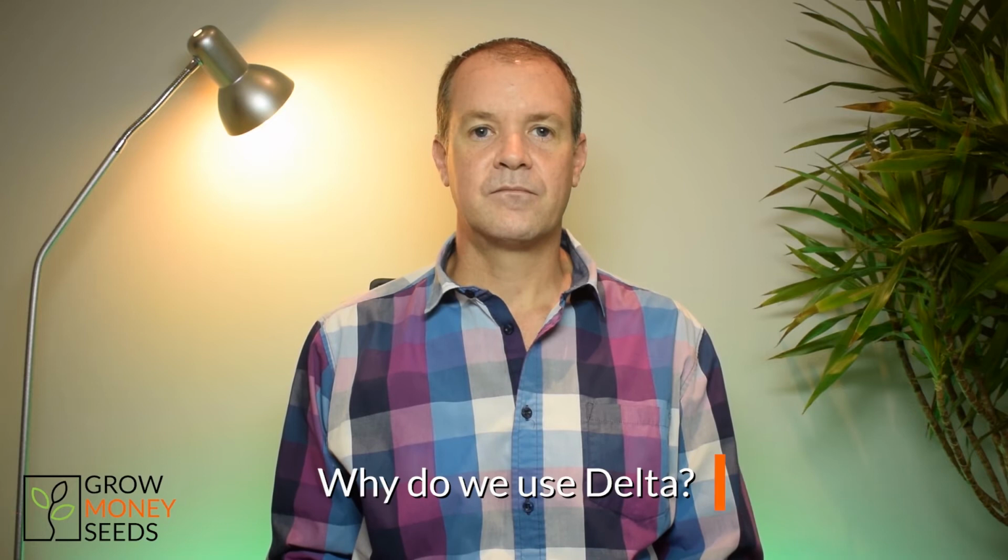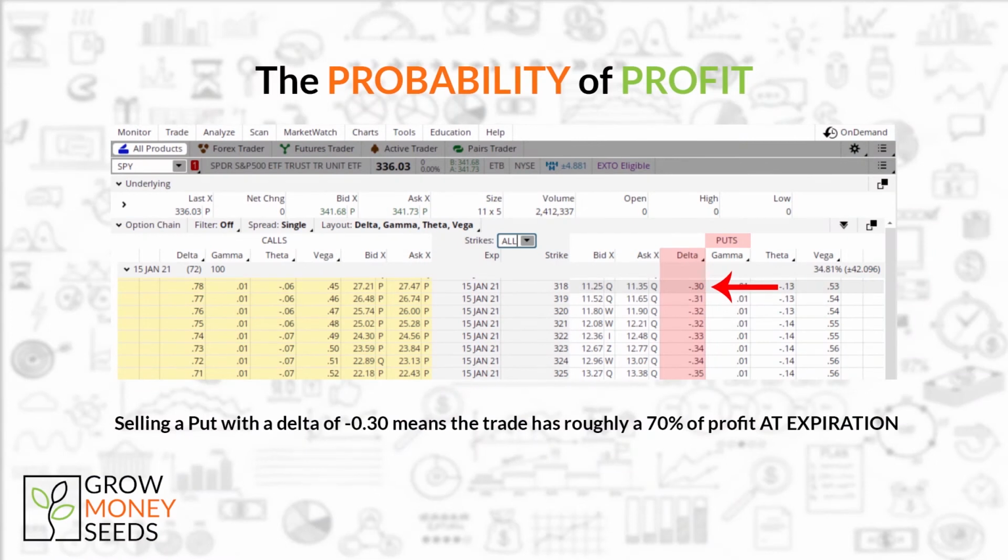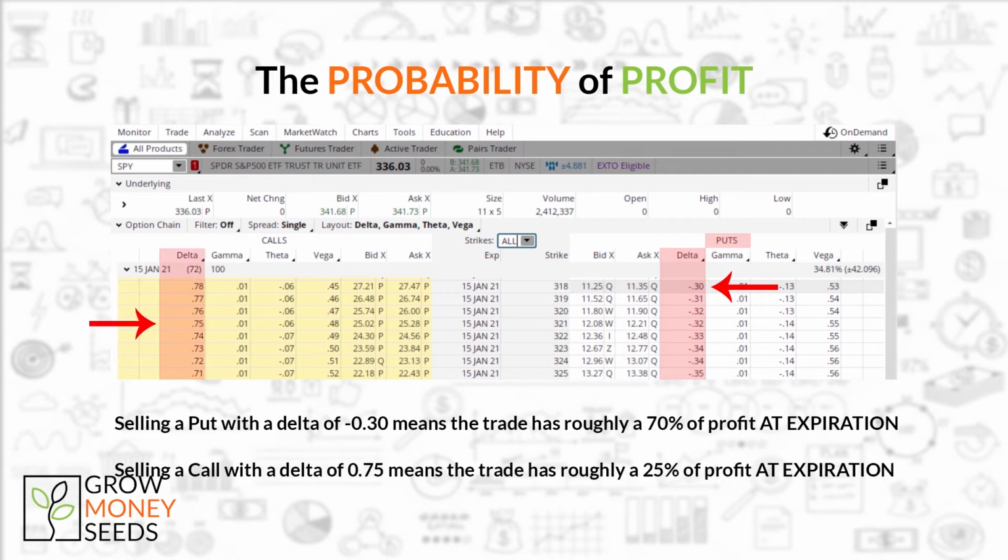Why do we use delta? One of the reasons for using delta is to help determine the probability of an option expiring in the money or the probability of profit. For example, if we look at an option chain and if we decide to sell a put option which has a delta of -0.3, this means the option has roughly a 30% chance of expiring in the money or has a 70% chance of the option expiring out of the money. Or, simply put, the probability of profit for the trade to make money is 70% at expiration. If we sell a call with a delta of 0.75, then the probability of profit is only 25% at expiration.